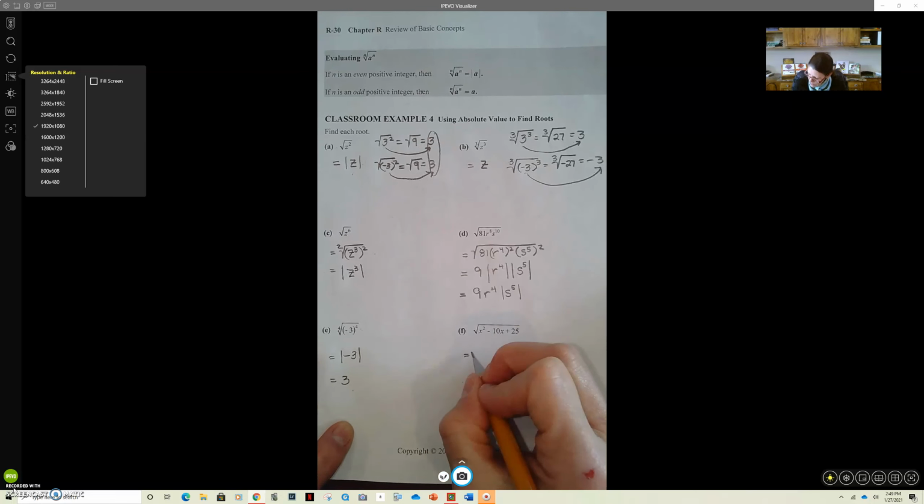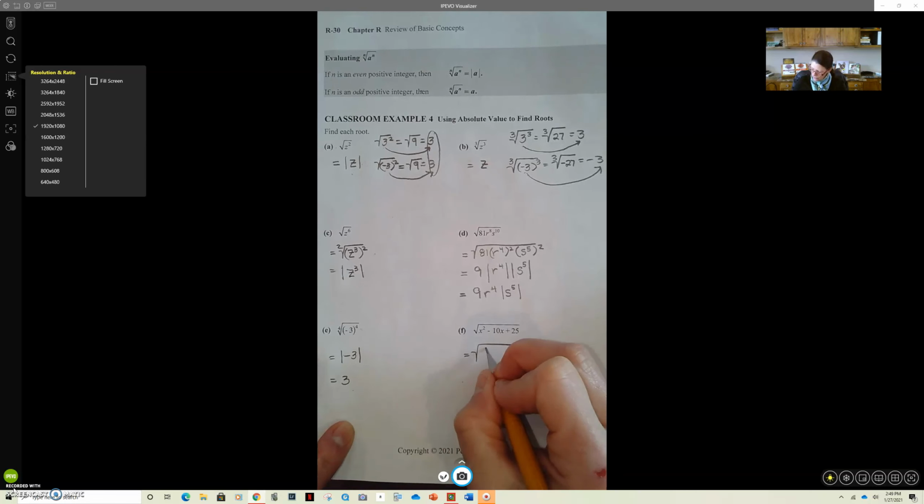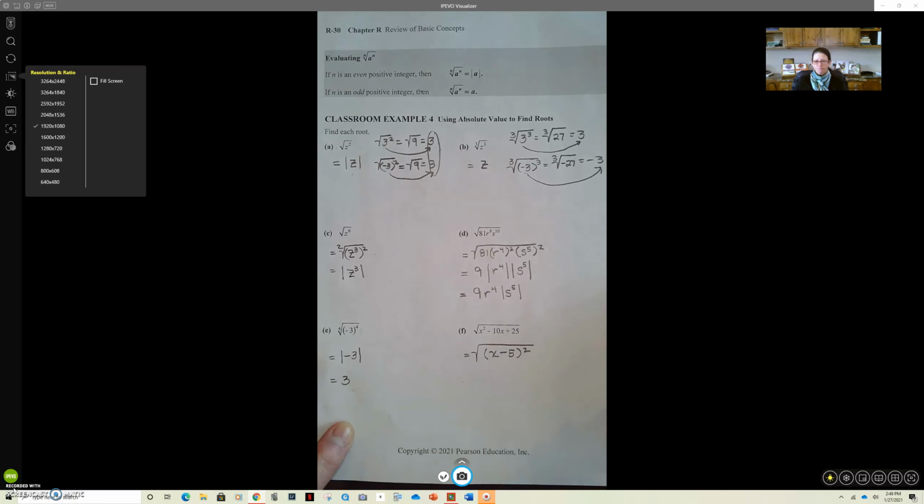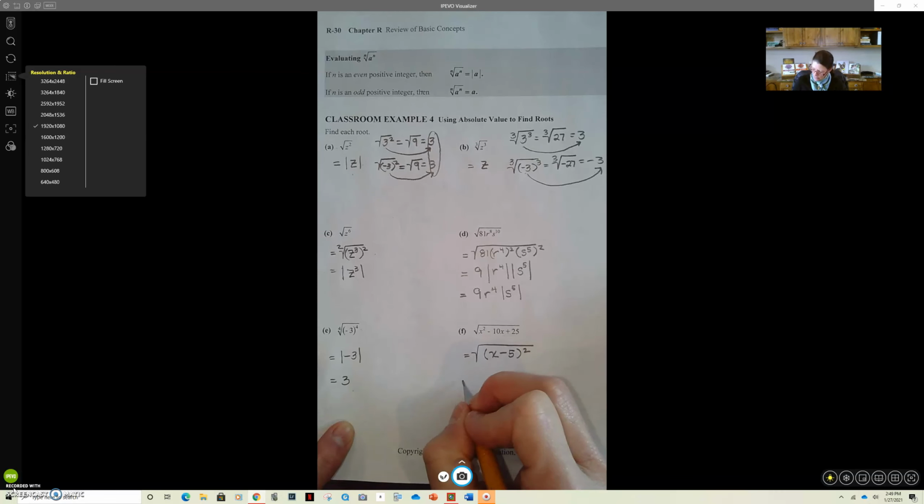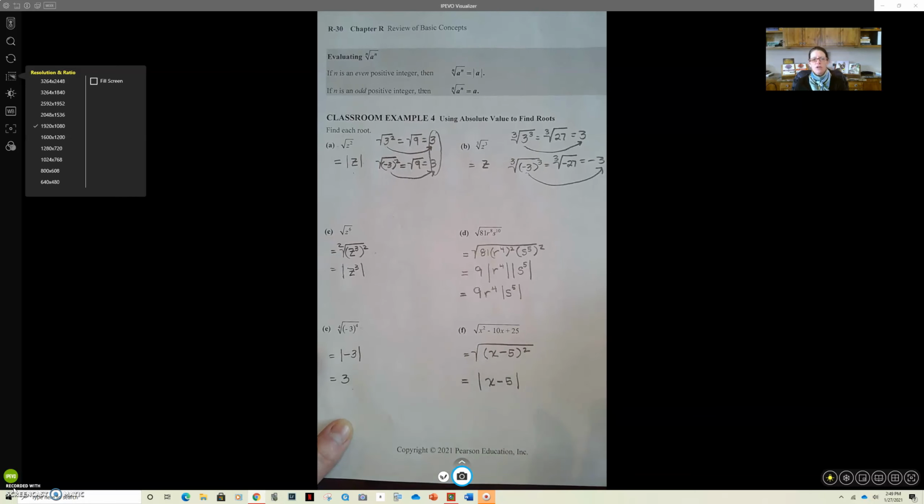Part F, I want us to notice that the radicand is a perfect square trinomial, which factors as x minus 5 quantity squared. So we do have the square root of a quantity squared, and that's equal to the absolute value of that radicand, which in this case is x minus 5.